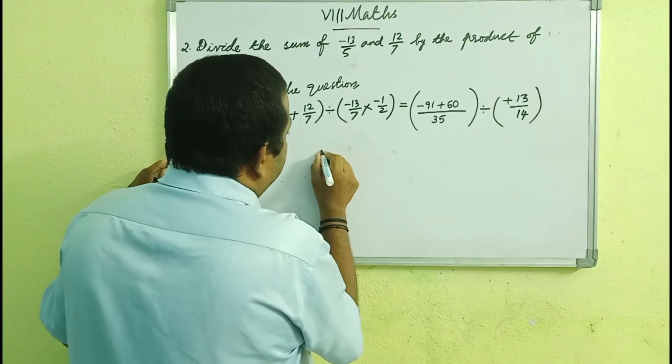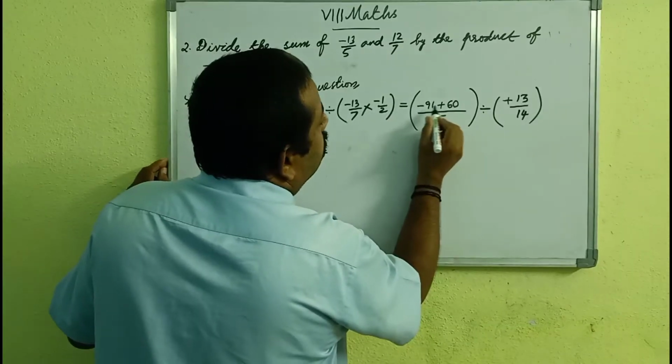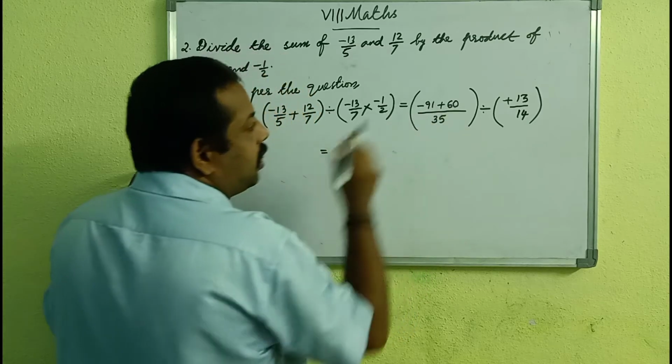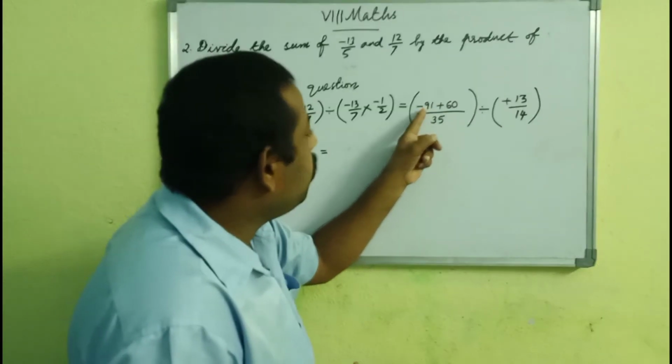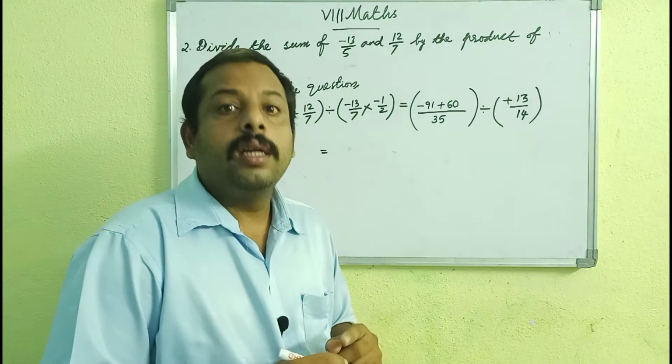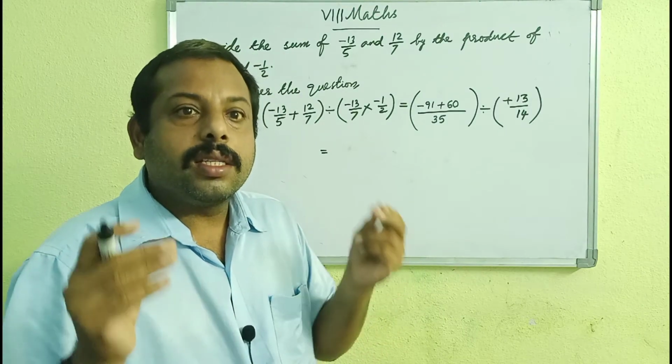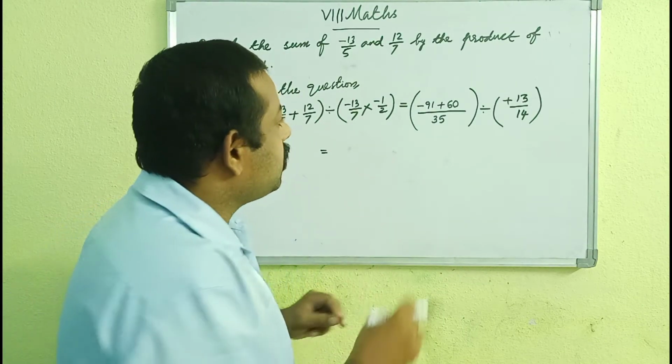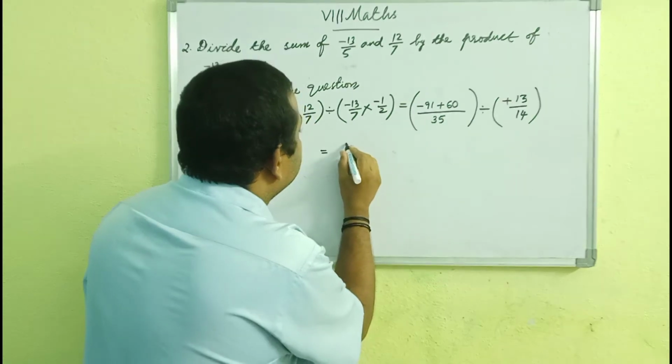Now it is equal to minus 91 plus 60. See, one number is a negative integer, one is a positive integer. What do you do in that case? Instead of adding, we will subtract. That means 91 minus 60, 31.